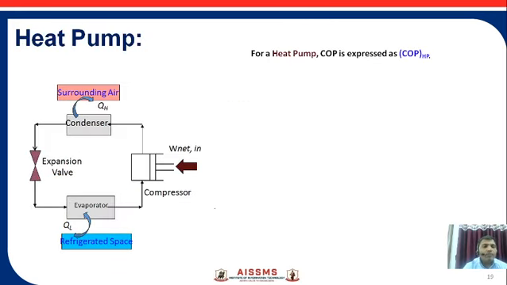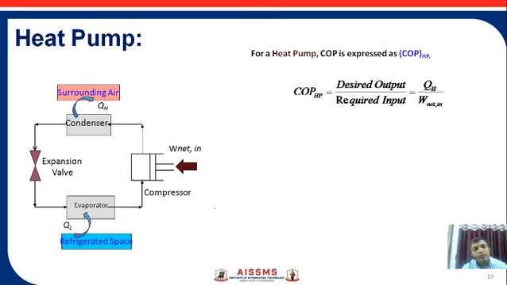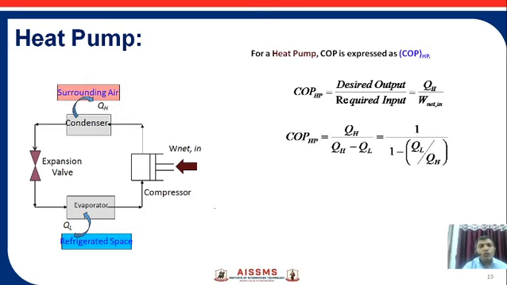For the heat pump, again the same components: evaporator, compressor, condenser and expansion device. This cycle we'll see under the applications of different devices. Right now we are learning the second law of thermodynamics. What is the performance of the heat pump? Desired output upon required input. In the case of the heat pump, we require to maintain a temperature at a higher level, that is QH. The input will be the compressor work.